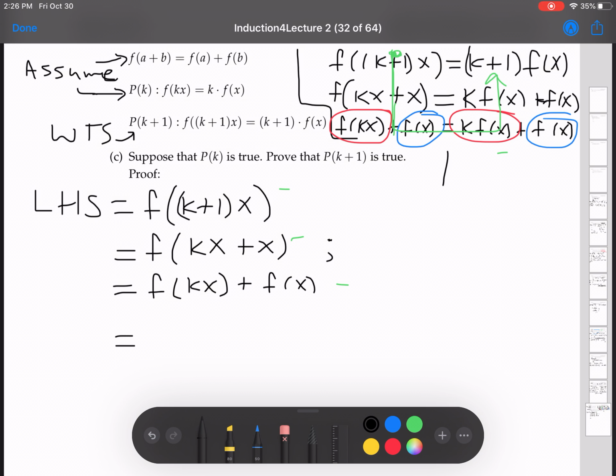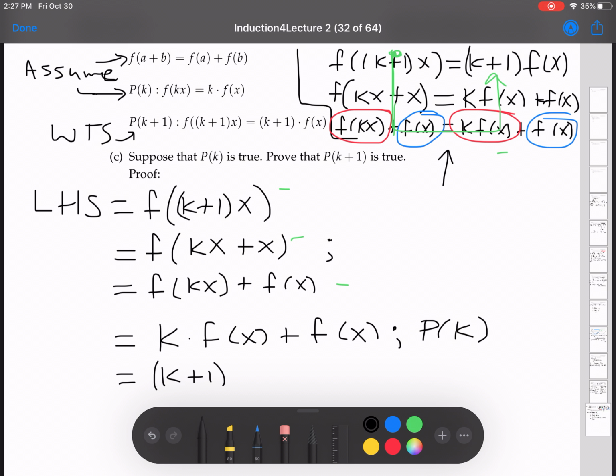Let's see, how do we get here? Remember, we use the inductive assumption, P of k. P of k tells you that f of kx is k f of x. Definitely need a justification there. That justification we could put in as P of k. Now using the distributive property, this is just k plus 1 f of x. That's the right-hand side.